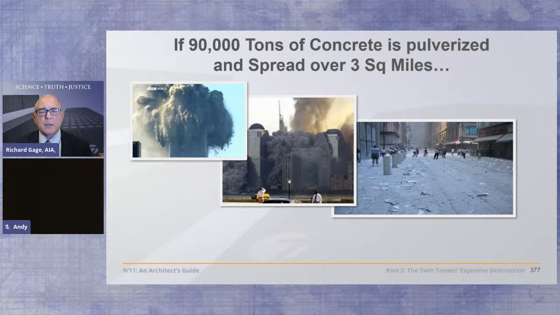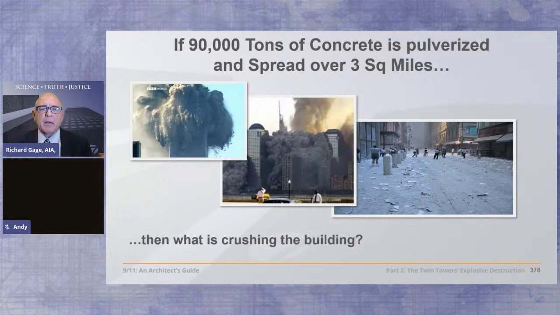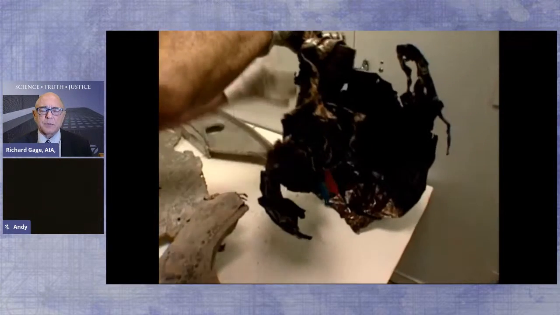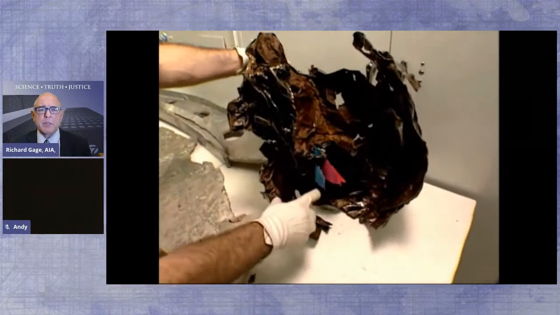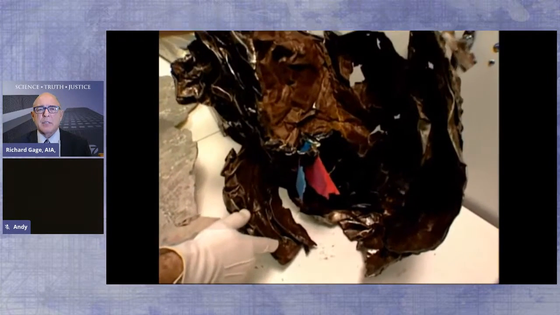And that dust spread across lower Manhattan. So how, if the concrete is pulverized and spread over 3 square miles, could it be crushing the building? So the steel and the concrete are 2/3 the weight of this building. And they're not available to crush it. So what's crushing it? It's not being crushed. You saw yourself. It was being blown apart. And the only file cabinet that survived was this one. There must have been 10,000 steel file cabinets in that building.